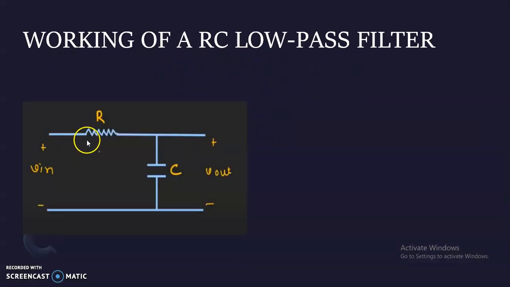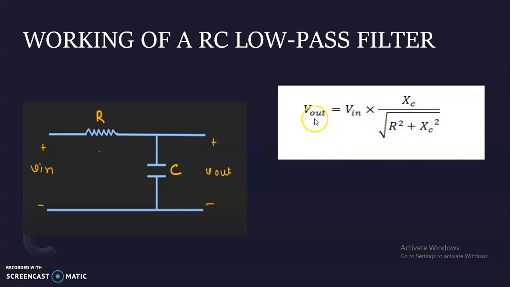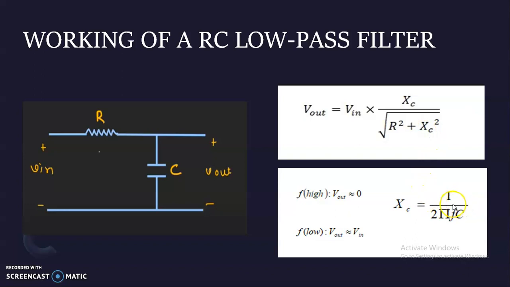The RC low-pass filter is a fairly simple circuit. It has a resistor, and the output is taken across the capacitor. The V out is expressed using this equation. Now XC is inversely proportional to the frequency of the input signal. So if the frequency is very high, the capacitor will act almost like a short circuit, providing a very low resistance to the passage of the current. So there will be almost negligible voltage drop across the capacitor, and the V out will tend to 0.